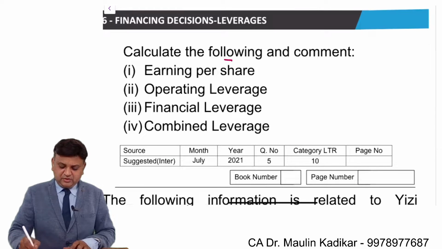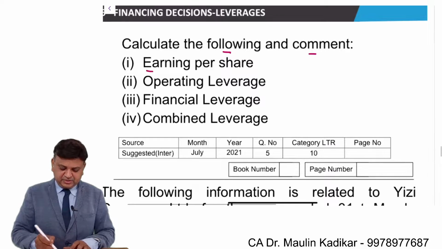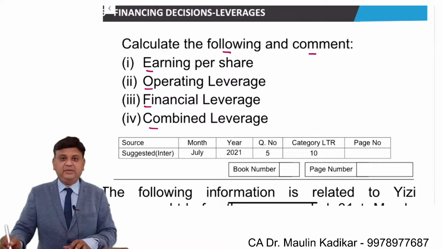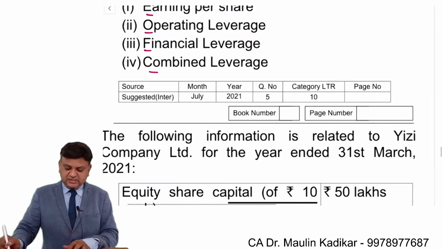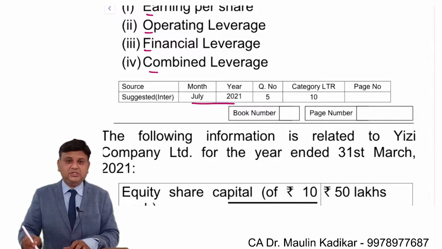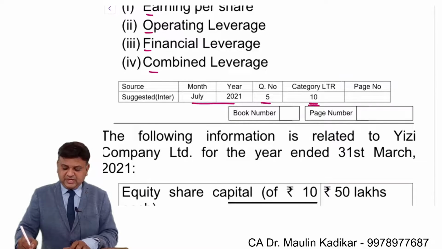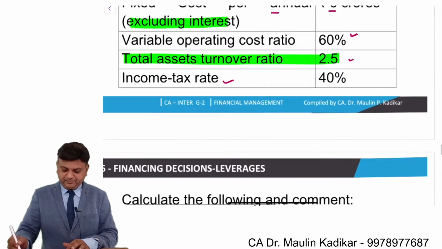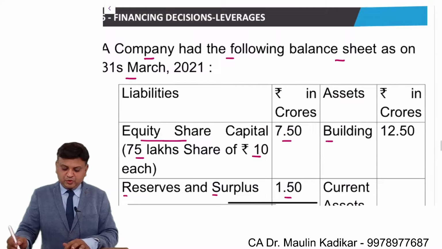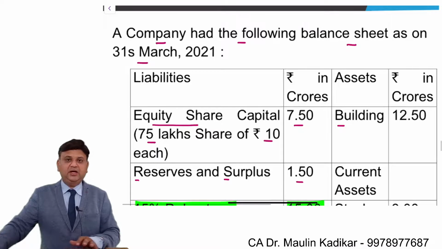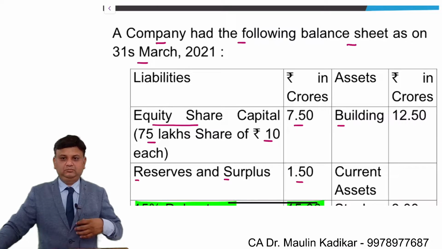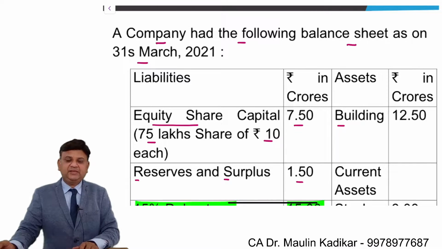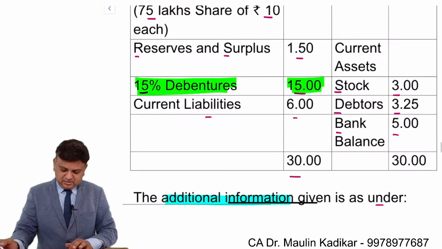You are required to calculate and comment on earning per share, operating leverage, financial leverage and combined leverage. This is a question asked in July 2021 examination as question number 5. It was asked for 10 marks. I request all of you to go through the question and then we'll discuss how to answer. Let us understand how to answer.